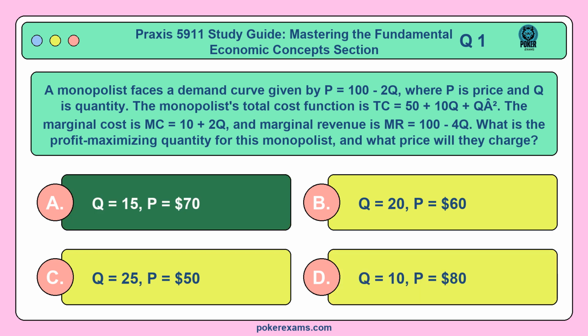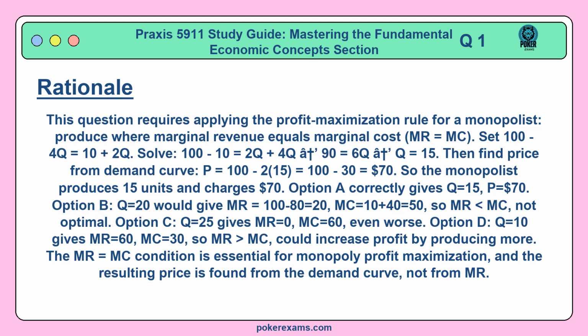The correct answer is A. This question requires applying the profit maximization rule for a monopolist. Produce where marginal revenue equals marginal cost, MR equals MC. Set 100 minus 4Q equals 10 plus 2Q. Solve: 100 minus 10 is equal to 2Q plus 4Q, 90 is equal to 6Q, Q is equal to 15. Then find price from the demand curve: P equals 100 minus 2 times 15, equals 100 minus 30, equals $70.